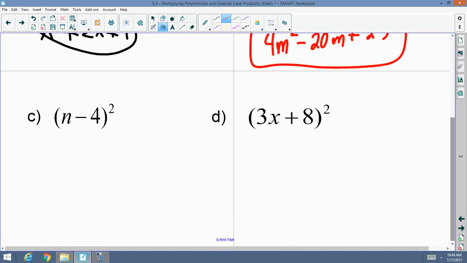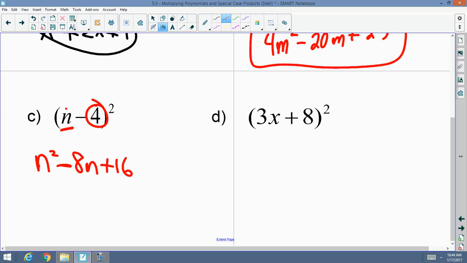What do I got here? n minus 4 squared. So I got first term squared, which is n squared, minus 2 times first times second, 8n, excellent, plus second term squared, 16. That's the way you do that.